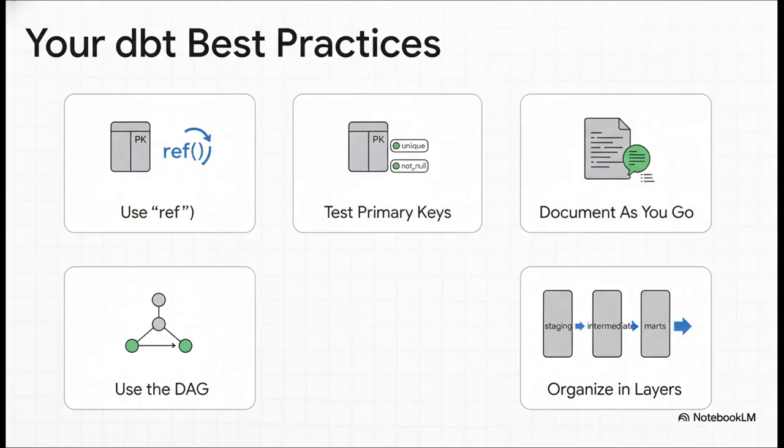So, to wrap this all up, here are the key takeaways, the things you can really try out today. Number one, always use ref to link your models. Second, add unique and not_null tests to every primary key, no exceptions. Third, document as you go. Don't wait till the end. Fourth, always use the DAG to see the impact of your changes. And finally, keep your project organized into layers like staging and marts. It'll keep your DAG from becoming a mess.